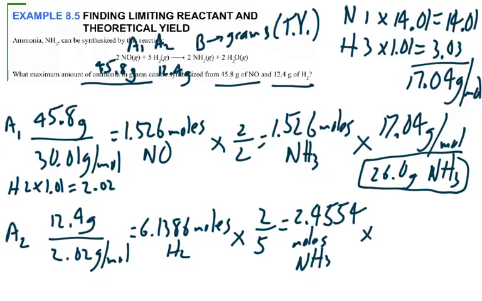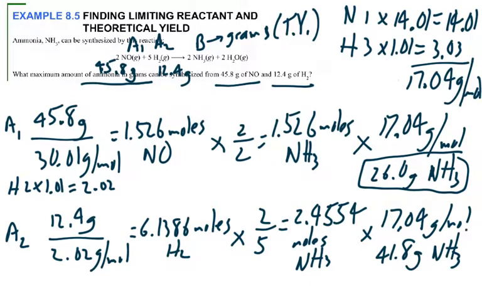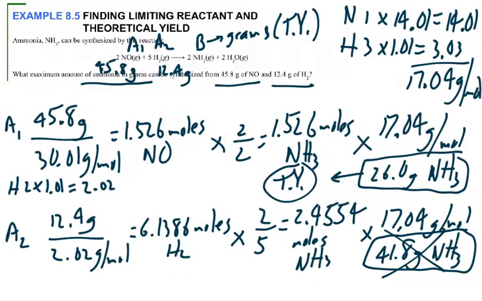Now, since it's a mass to mass, I'm going to go ahead and multiply by the molar mass of B. And when you do this and round it to 3 significant digits, you get 41.8 grams of NH3. Now, notice we have 2 answers. 26.0 when you did A1 to B, and 41.8 grams when you did the other reactant, A2 to B. Again, what you're going to do is throw out the higher answer, and the lower one, which is 26.0, that's going to be the theoretical yield. That's how many grams of ammonia you're going to make.